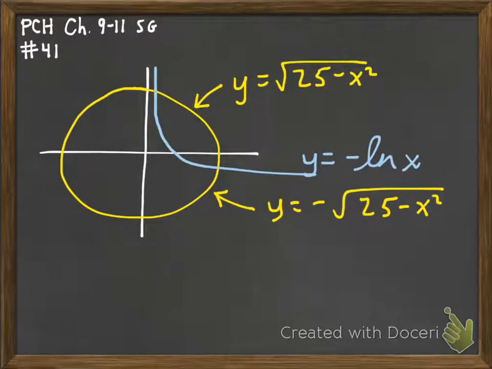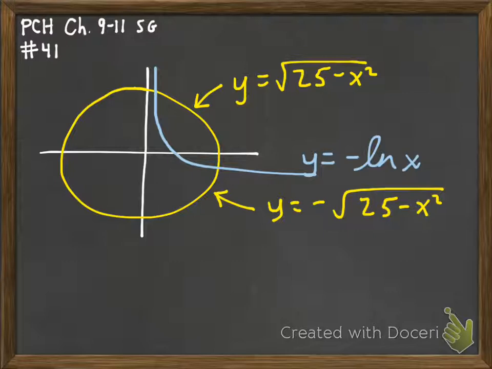I already did most of the problem here. What you should have already done is solve for y in that first equation, x squared plus y squared equals 25, getting the top half of the circle as the positive square root and the bottom half of the circle as the negative square root. Check your notes if you don't know how to do that part, because I've done that plenty of times. And then the other one is already solved for y equals negative ln of x.